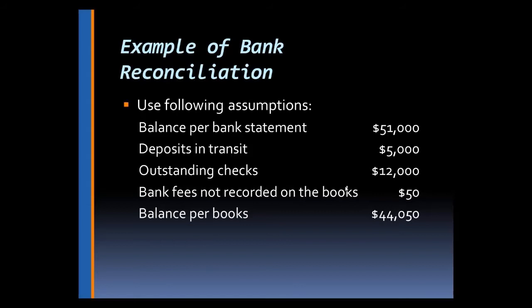And then, of course, you always have outstanding checks that have been written by the organization but not yet presented to the bank for payment. And in addition, quite often there are bank fees that have been charged to the account that have not been recorded in the books. So in this case, we have deposits in transit of $5,000, which we have to add back. Then we subtract $12,000 in outstanding checks, and we deduct and record the $50 of bank fees. So our balance per books should now be $44,050.